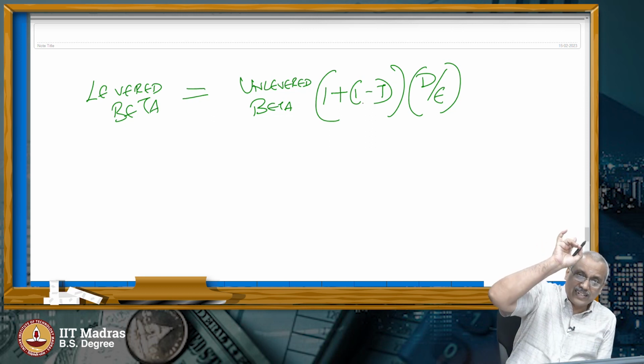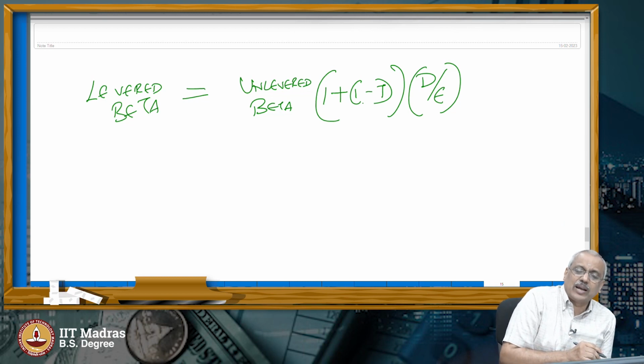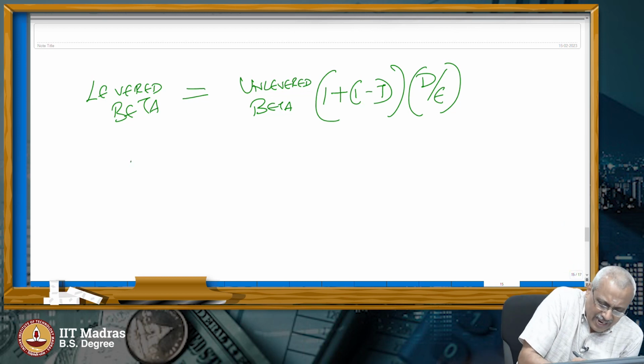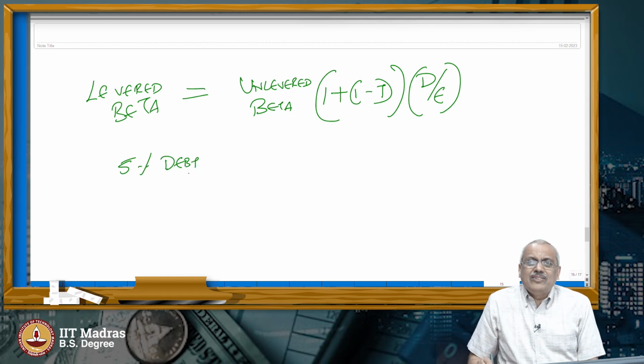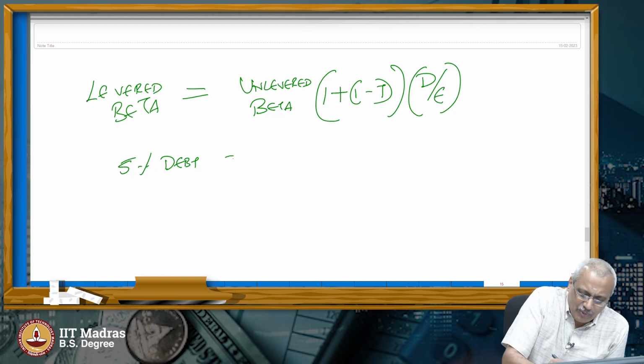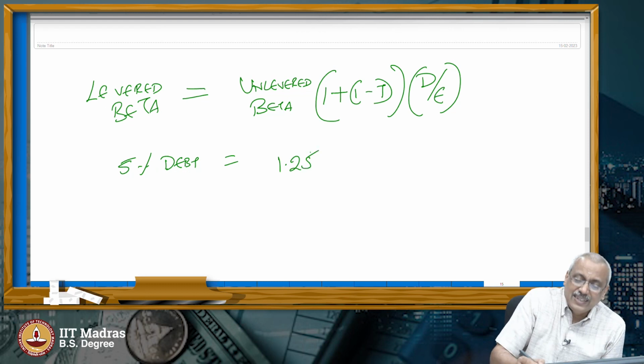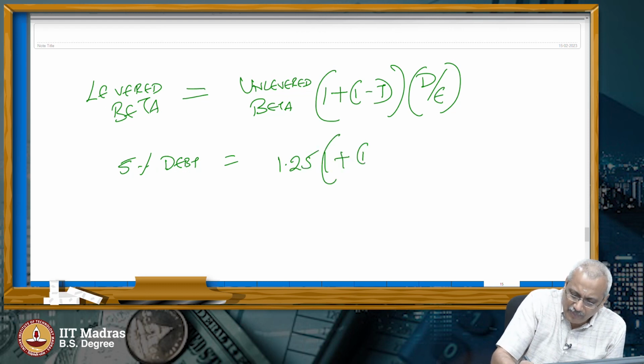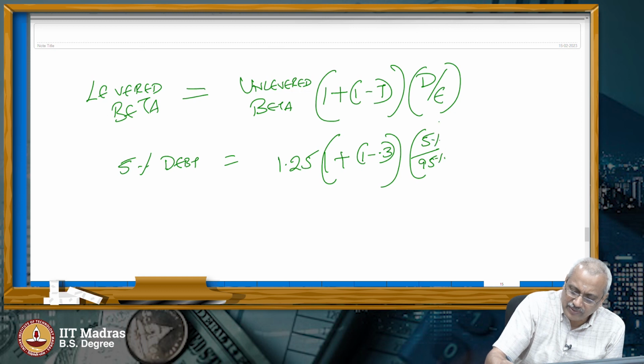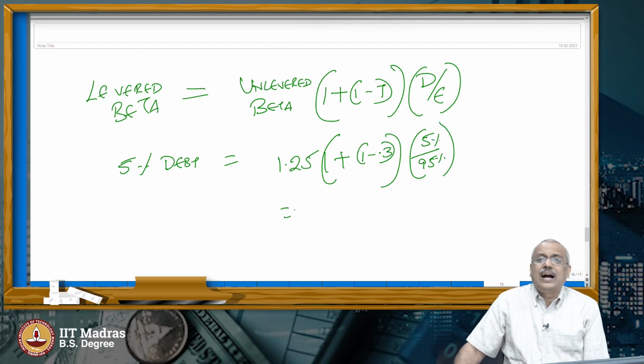Go back to the return on capital employed calculation. That is what I am doing. So let us say if they have 5% debt, then what happens? The levered beta will be 1.25 in this case into 1 plus 1 minus tax rate, which is 30%, that is what I have given, I think, so into 0.3 into debt by equity, 5 by 95, 5% by 95%. That is all I need to look at.